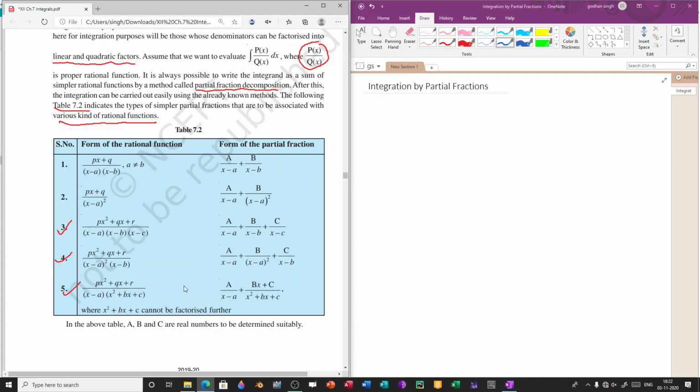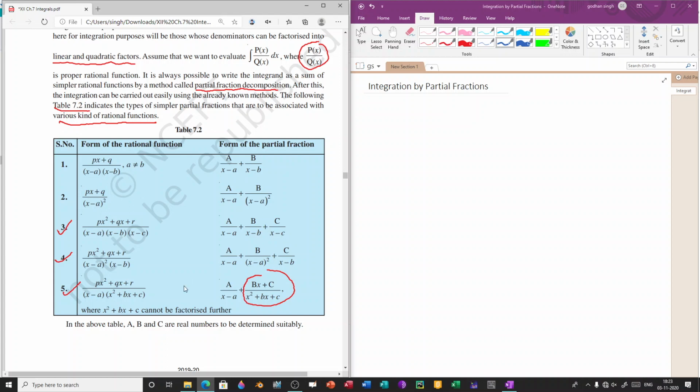That means when the second part in the denominator cannot be factorized further, in that case the partial fraction will be A by x minus a plus (Bx plus C) over x square plus bx plus c. It is important to note here that Bx plus C should be over x square plus bx plus c, that is, that part of the quadratic polynomial which cannot be factorized further. So over that we will write Bx plus C.